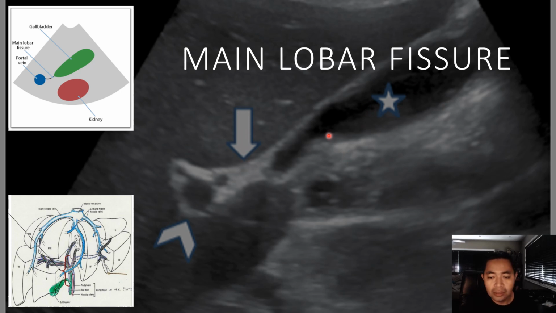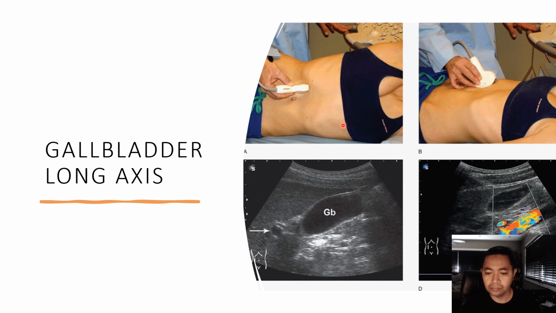Now, in this image, the star is the gallbladder, the chevron indicates the portal vein. Also seen here, anterior to the portal vein, are the hepatic artery and the common bile duct, which we will discuss a little bit later. This is the gallbladder imaged on its long axis, imaged transabdominally on the left lateral decubitus and the supine positions. The portal vein is seen here connected by the main lobar fissure to the gallbladder.